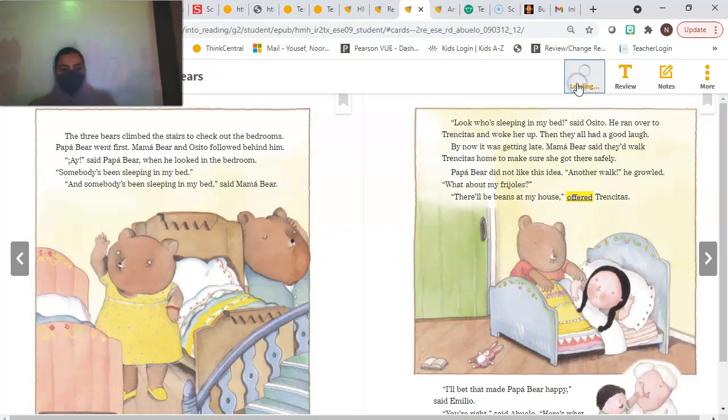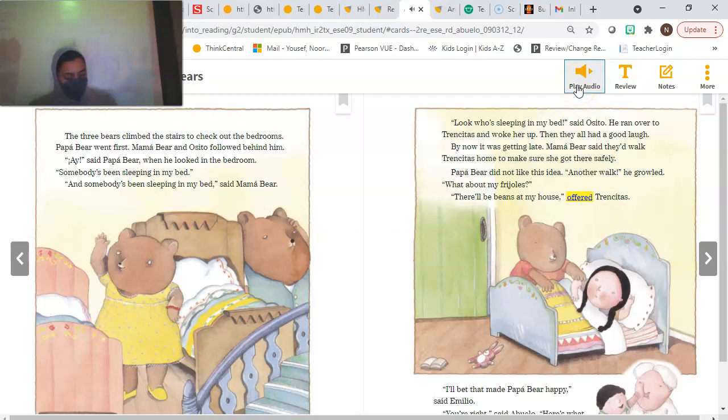All right, let's see. The three bears climbed the stairs to check out the bedrooms. Papa Bear went first. Mama Bear and Osito followed behind him. Ay, said Papa Bear when he looked in the bedroom. Somebody's been sleeping in my bed. And somebody's been sleeping in my bed, said Mama Bear.